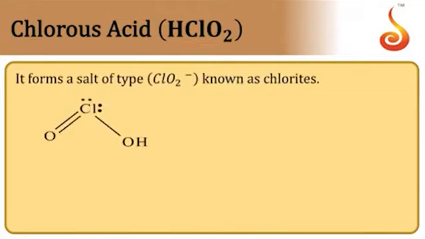Now let us see the structure. There is one double bond, one OH group, and the salts are known as chlorite salts.